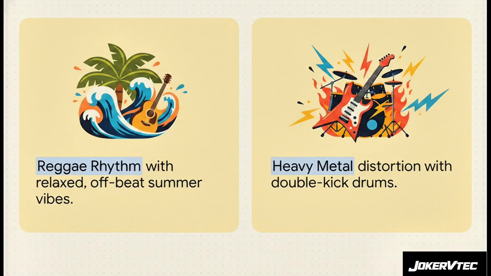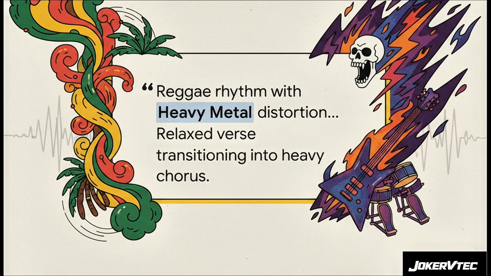For our third example, we are exploring a fusion that sounds, quite frankly, impossible on paper. Reggae rhythm versus heavy metal distortion. We're really looking for that stark contrast between relaxed, summery offbeats and intense, aggressive, heavy energy. This brilliantly illustrates the power of structural instructions.